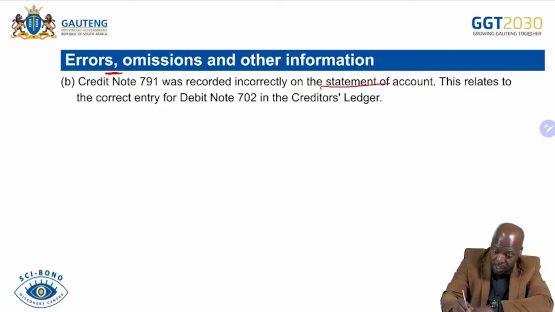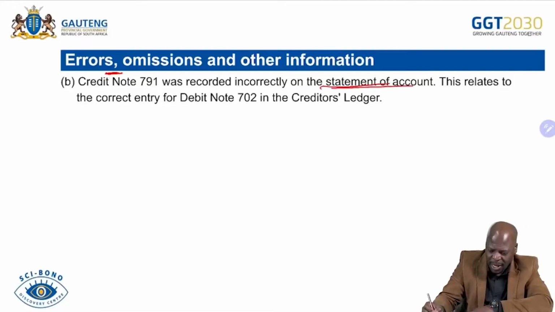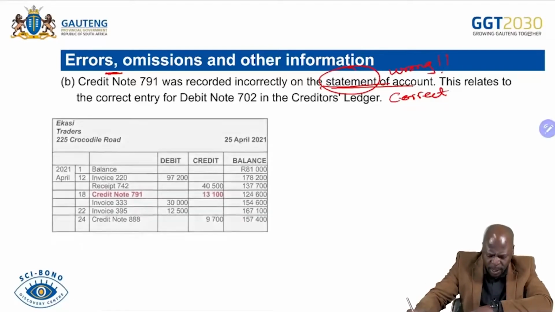Okay, on the statement, they're telling us where the error is. This relates to the correct entry of the debit note in the creditor's ledger. So they're saying the ledger is correct, but the statement is the one that is wrong. Okay, let's see exactly what they're saying.